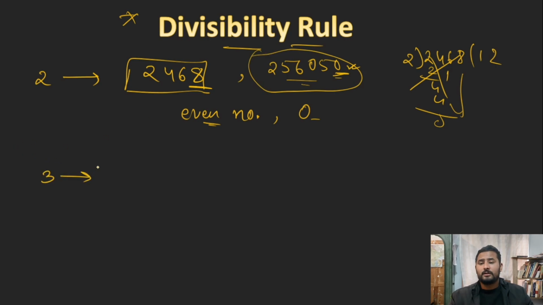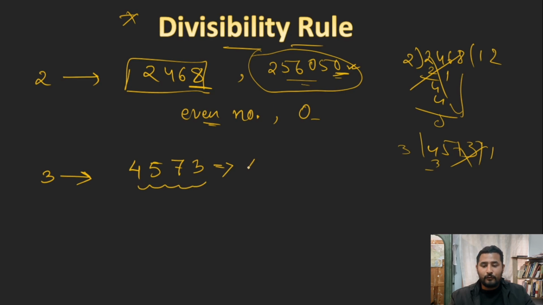Now to check the divisibility of 3, let us take a number, say 4573. If you have to find it, you could go on dividing like this, 4573 divided by 3, but don't do it like this. What do you have to do with 3? You have to check like this: add all the digits. 4 plus 5 plus 7 plus 3.